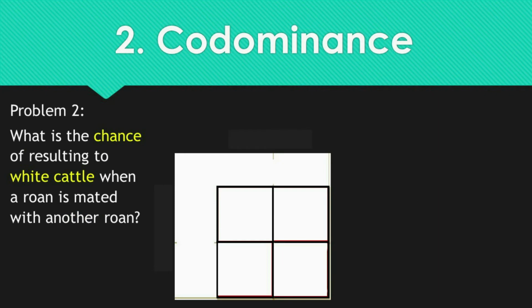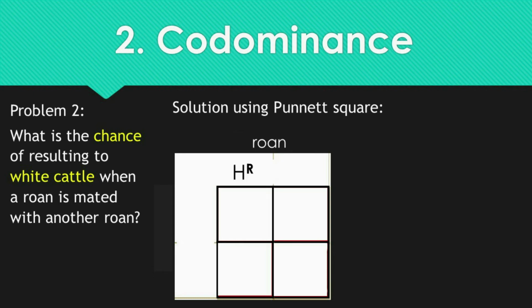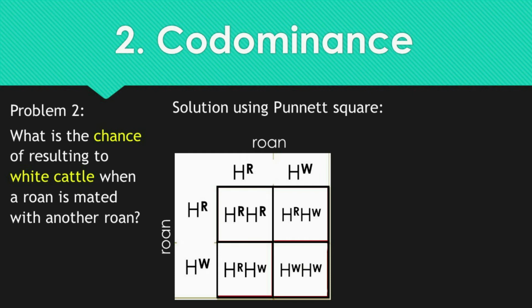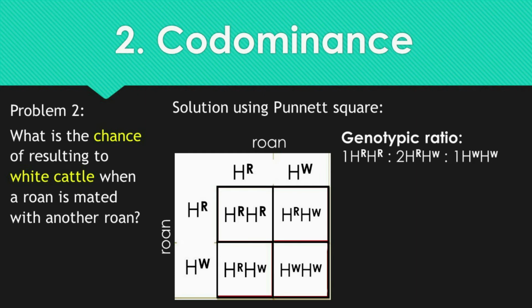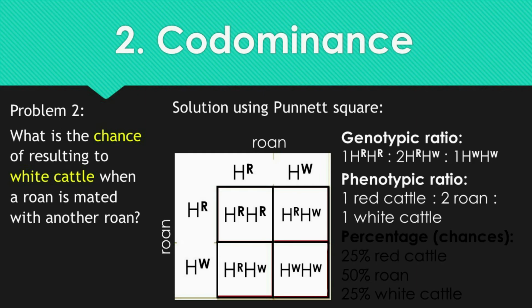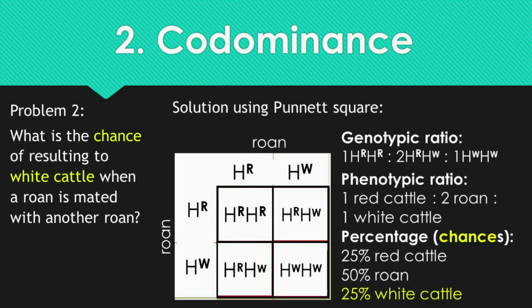Problem number 2. What is the chance of resulting to white cattle when a roan is mated with another roan? To solve this problem, first identify the parents and their genotypes. Then put the genotypes of the parents on the sides of the square. Combine the genes inside each square to form the genotype of the offspring. So the answer to problem number 2 is there is only 25% possibility of having white cattle when 2 roans are mated together.